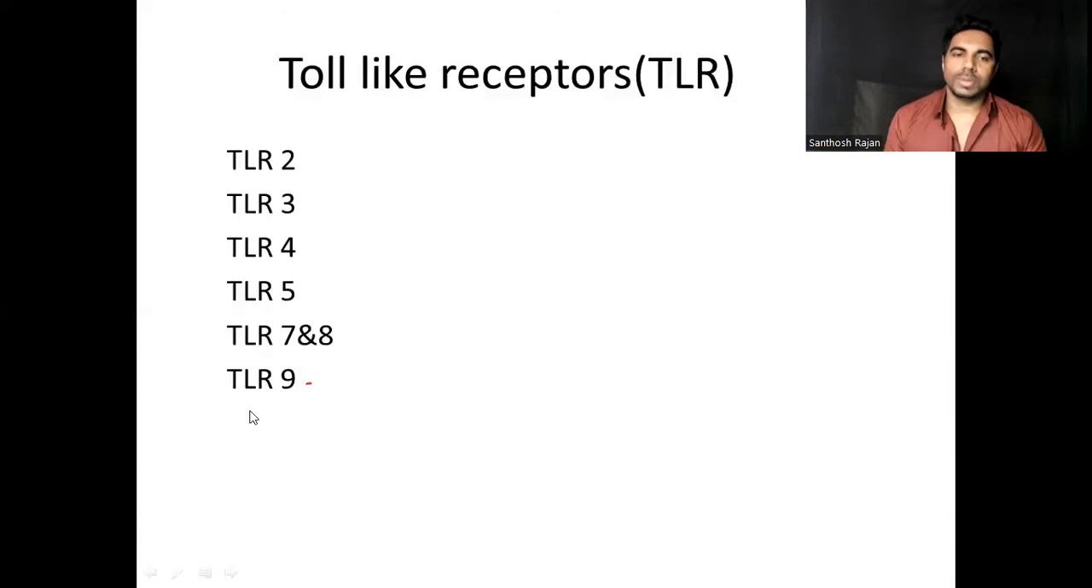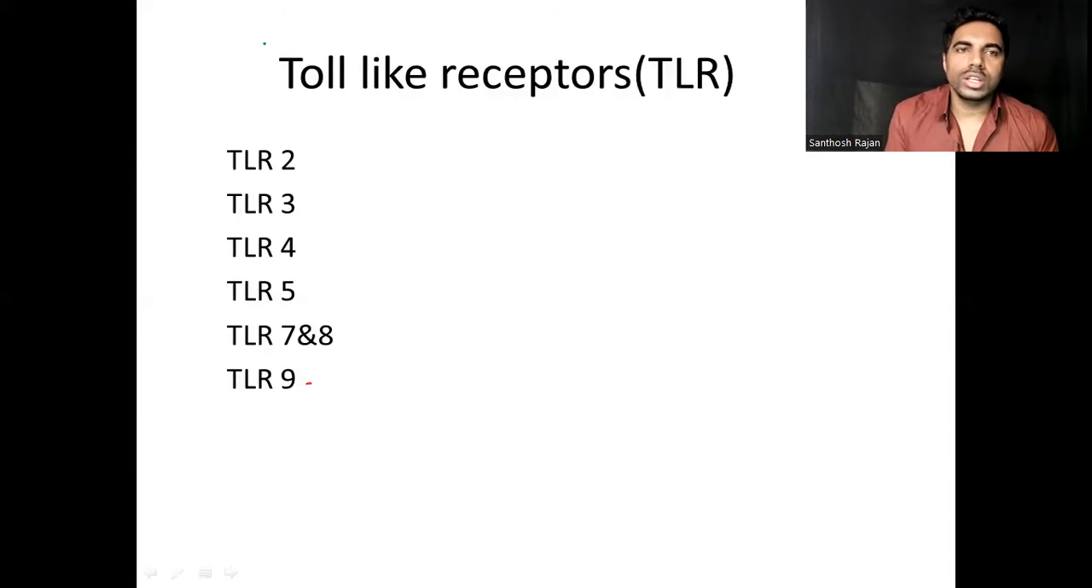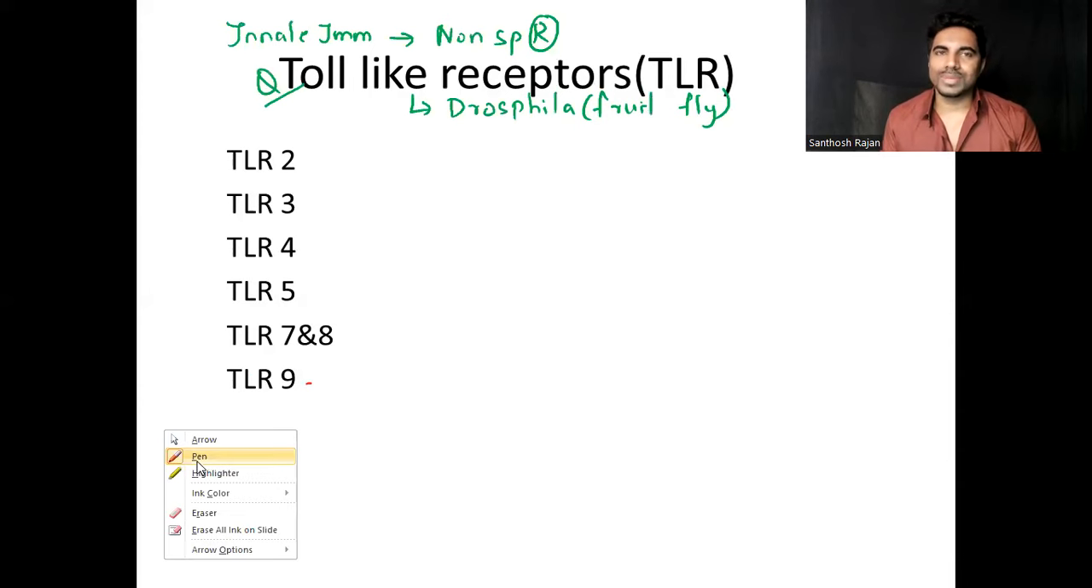Now, toll-like receptors. When I talked about innate immunity, I told you that the non-specific receptors are called toll-like receptors. These toll-like receptors were first derived from which one? This fruit fly called Drosophila. Drosophila, that's a fruit fly. I don't know if they'll ask this fruit fly question, but you remember toll-like receptors are important. And why it's important, I'll tell you. Each toll-like receptor has some individual function.